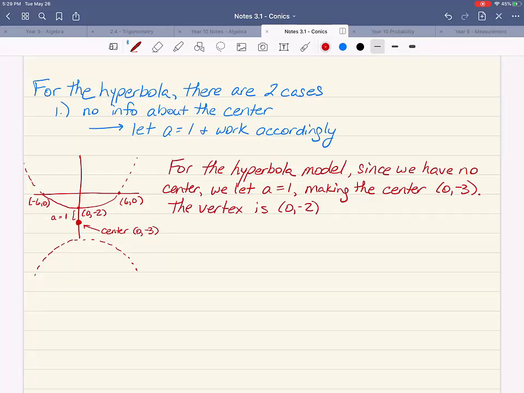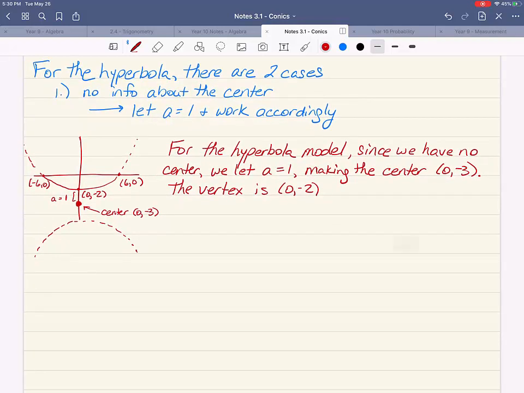Now, what are the other 2 points? They aren't any sort of specific name, but they're points that the curve passes through. And the curve passes through 6, 0 and negative 6, 0. So we're going to use this information to help us build our equation.